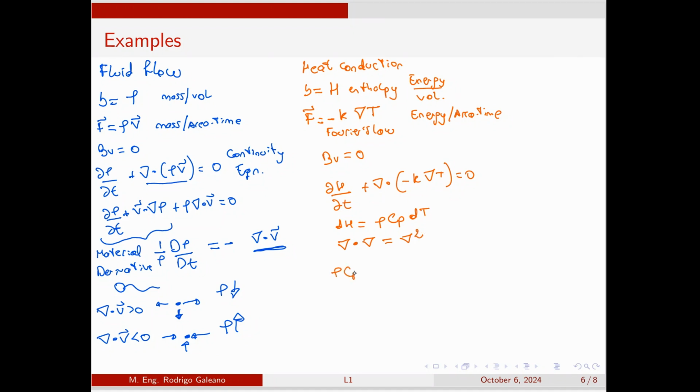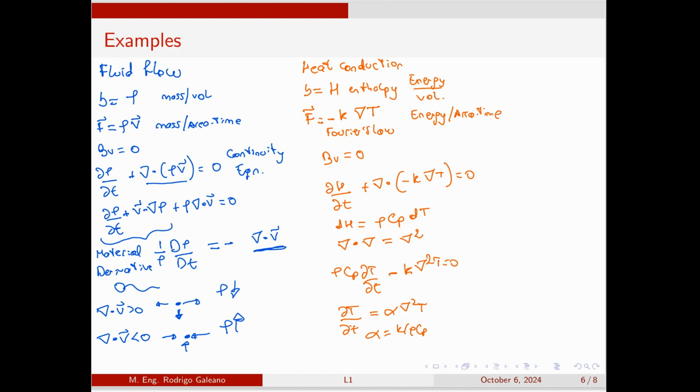So we can write rho Cp dT/dt minus, I'm going to say that the conductivity is also a constant, K Laplacian of T equals 0, which can be written as the derivative of temperature with respect to time equals alpha times Laplacian of T. Well, alpha is K over rho Cp, which is the thermal diffusivity. Alpha measures how much the heat diffuses in a medium. And this is a balance between the conductivity of the medium and its heat capacity.